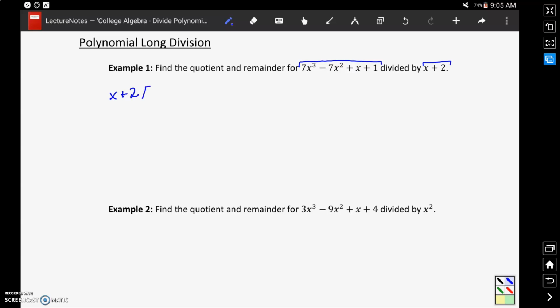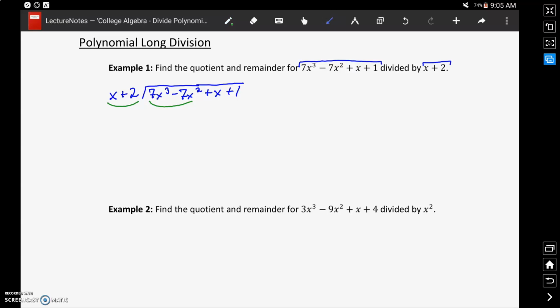To start off, we'll set up something that looks a lot like a long division problem if we were just dealing with dividing two numbers. And then we'll look at trying to divide x plus 2 into this expression. We have two terms that we're trying to divide in, which means we have to look at the first two terms of the expression we're trying to divide into.